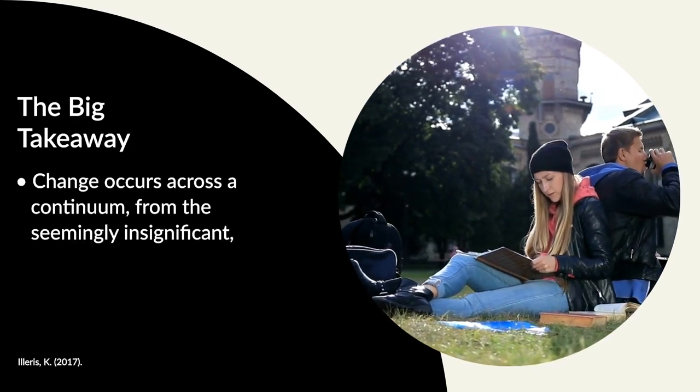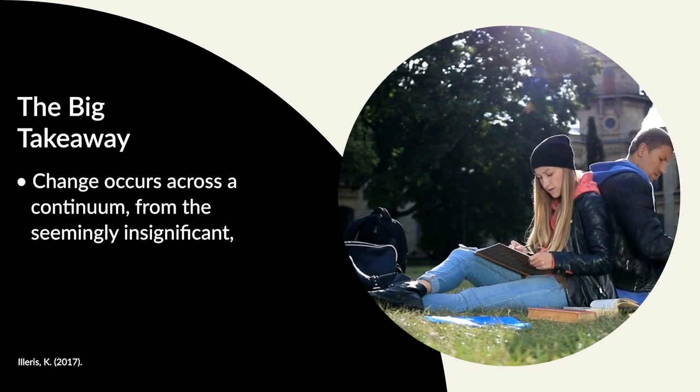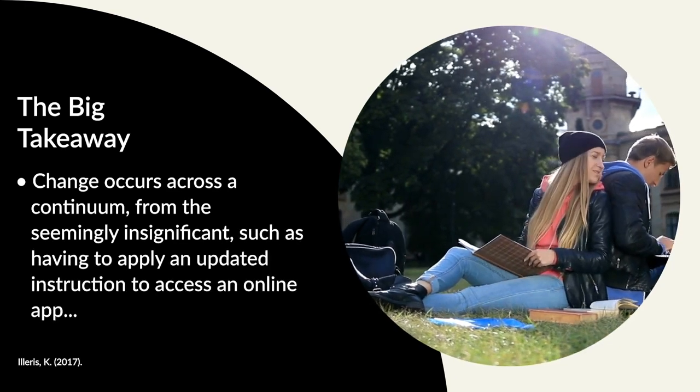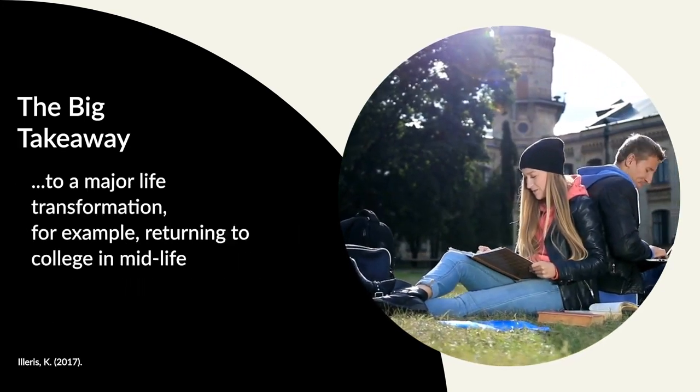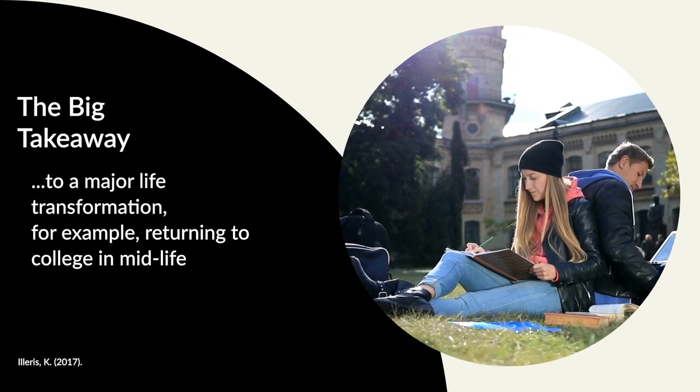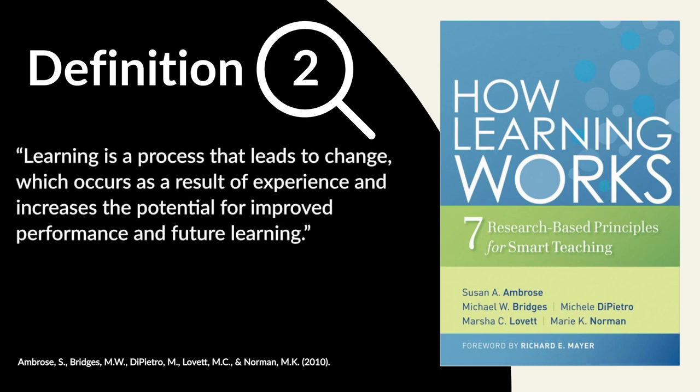Change, as a result of any learning experience, occurs across a continuum, from the seemingly insignificant, such as having to apply an updated instruction to access an online app, to a major life transformation, for example, returning to college in midlife. Let's take a look at another definition of learning that also focuses on the notion of change. According to the authors of How Learning Works, learning is a process that leads to change, which occurs as a result of experience and increases the potential for improved performance and future learning.